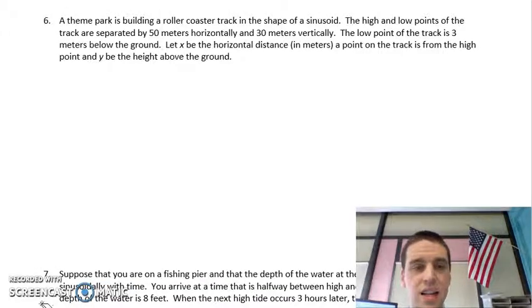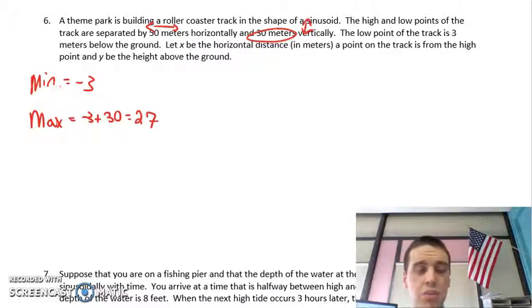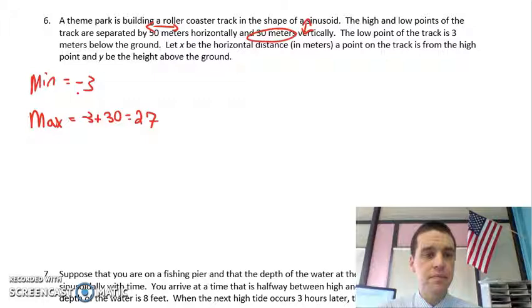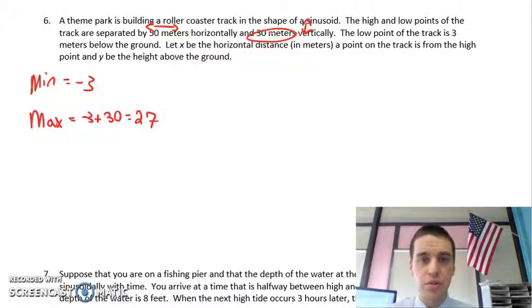Let's move to 6, and I would like you guys to take a minute and just read this problem. So pause it and read it, please. And write down any information or underline any information that you think you need to know, and I will do the same. So 1, I knew the minimum, which was under the ground, was going to be negative 3. And I know our maximum, which is going to be able to be found, since we know it's 30 meters vertically from the top and bottom, that you can add 30 to give you 27.